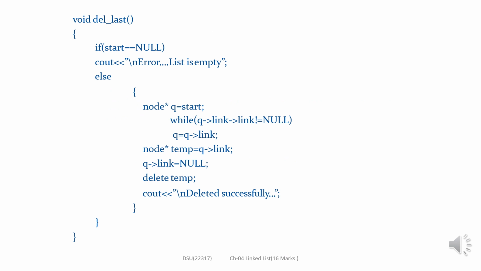void deleteLast() { if (start == NULL) print list is empty. Else, node *q = start; while (q->link != NULL), q = q->link. Then node *temp = q->link; q->link = NULL. delete temp; print deleted successfully. } This is for the delete last function. Okay.